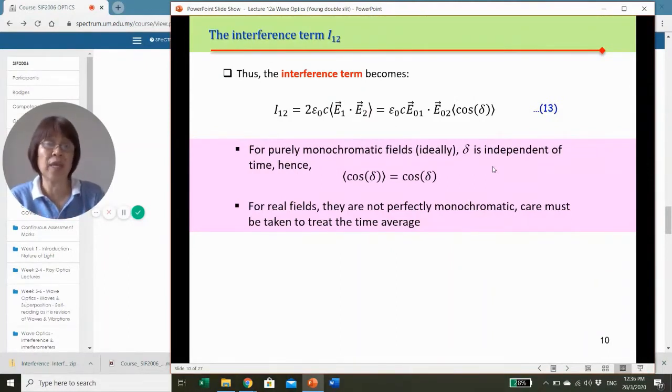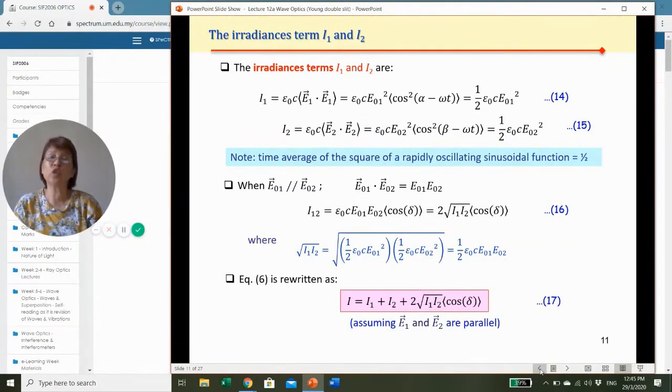So in other words, we can drop the time average and that's equal to cos delta. But in reality, in real fields, they are not perfectly monochromatic, so we have to be careful because we need to treat that time average term. Let's look at the individual irradiance terms, I1 and I2. So how do we write them?